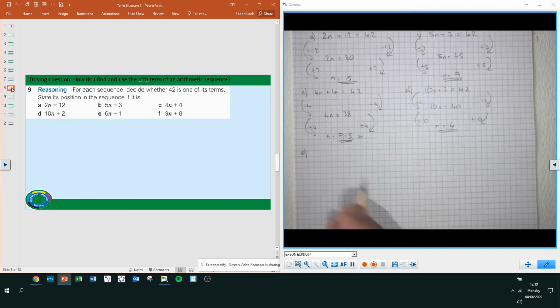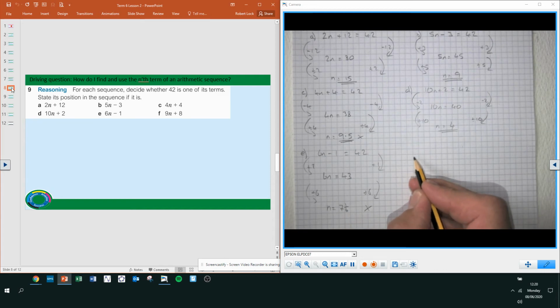E. 6n minus 1 equals 42. Add 1 to both sides. 6n equals 43. Well, I know 6 will go into an even number. 6 doesn't go into an odd number, believe it or not. Divide by 6 on both sides. n equals 36, 42, 7 and 1 over 6. So it is not part of the sequence.